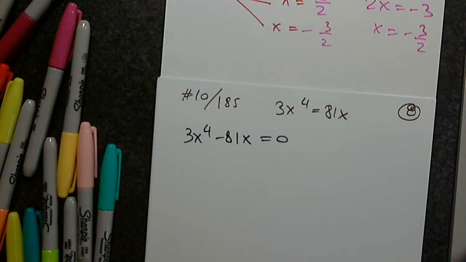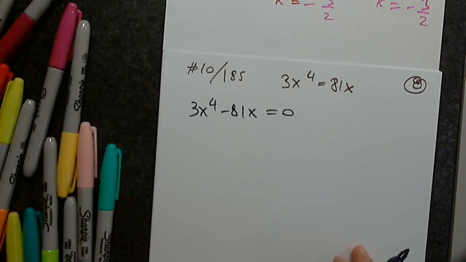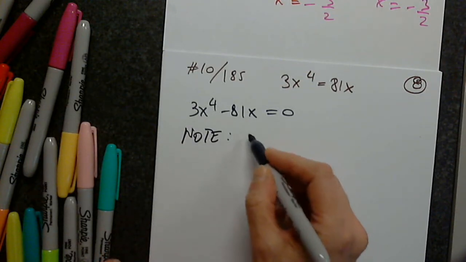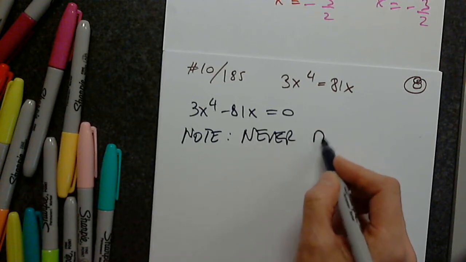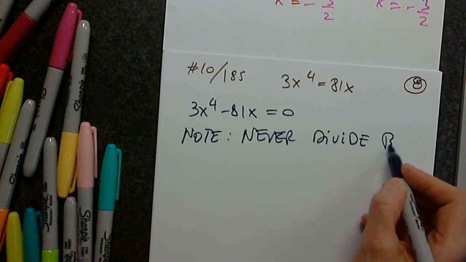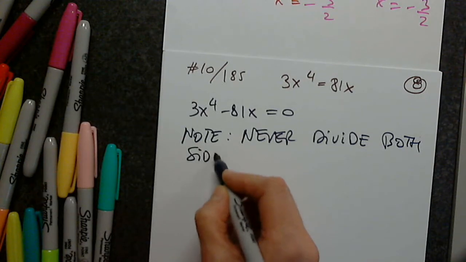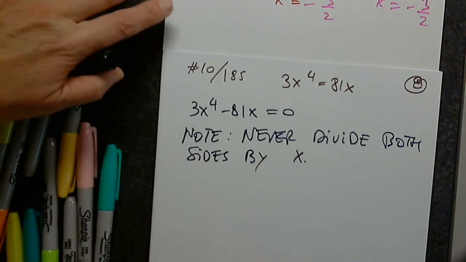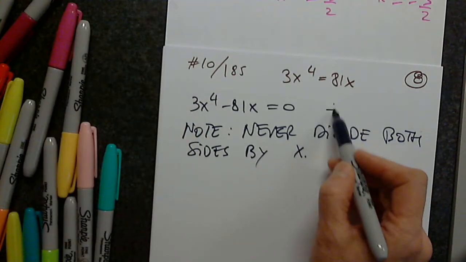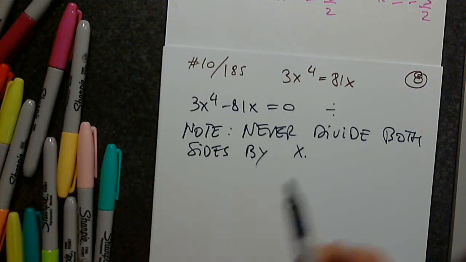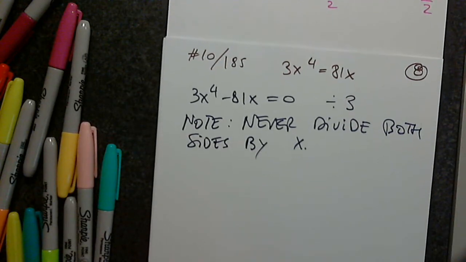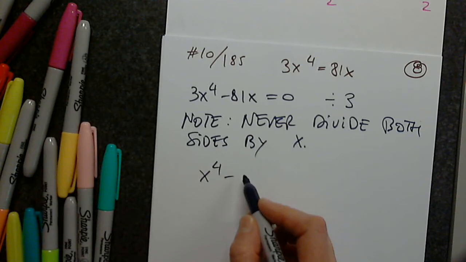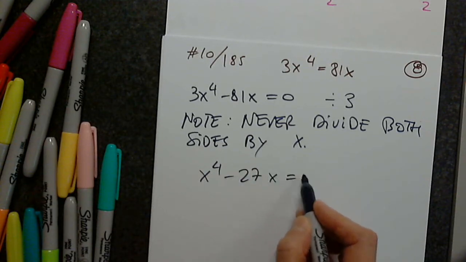Let's write the note again. We never divide an equation by x or quantities with x. Note, never divide both sides by x. Okay, but I can divide by something else to simplify. What will I divide both sides by to simplify? Very good, awesome. By 3 I can, that's not going to affect the answer. So this is x to the fourth minus 27x equals 0.